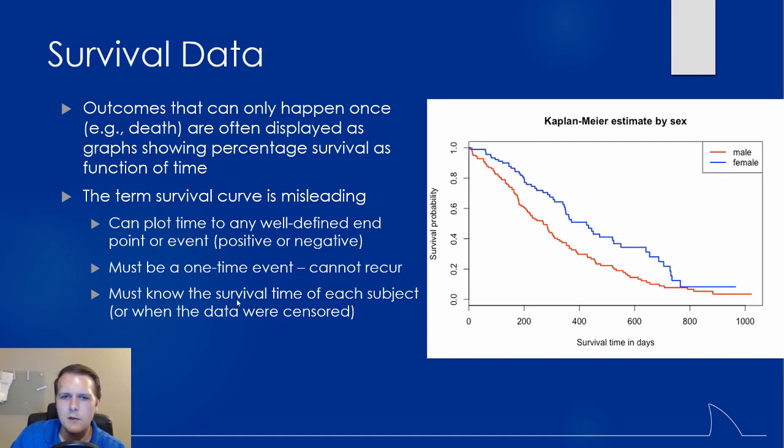Other things you have to know, the survival time of each subject, you got to know that sort of thing there. Or if patients fall out when they get censored, we'll talk about what that means in a second, that needs to be known as well, right? So the timing that people have before they hit an event needs to be known, and it doesn't really matter as long as it's a one-time event.